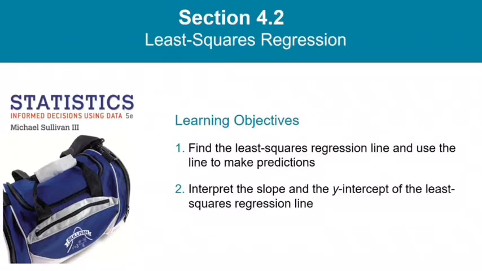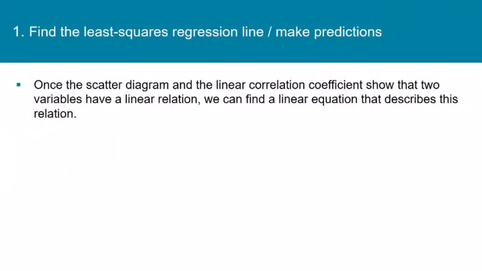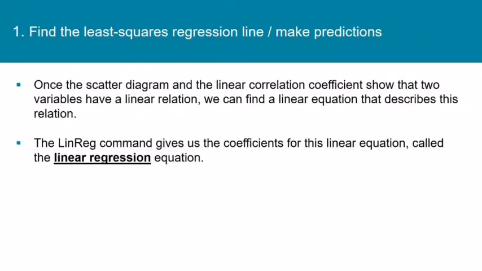Let's get started. So if you have a set of data for two variables and you've already graphed the scatter diagram and calculated the linear correlation coefficient so that you verified that the two variables do have a linear relationship, then we can find a linear equation that describes this relationship. The linreg command on the calculator gives us the coefficients for this linear equation, and this equation is called the linear regression equation.